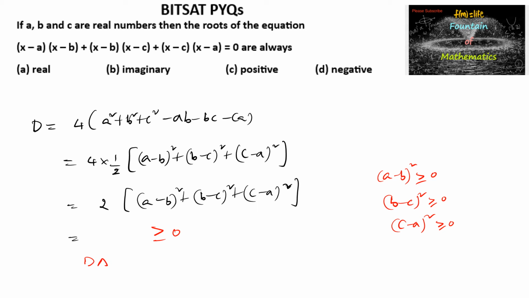So the discriminant is greater than or equal to 0. We can say that the roots of the quadratic equation are real. So we can consider that they are always real, which is option A.